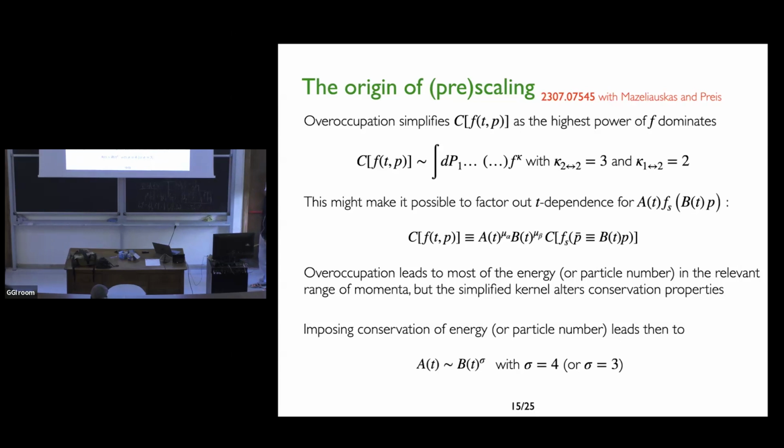And the second part of the story is that this over-occupation leads to most of the energy, or most of the particle number, to lie in some particular range of momenta. But simplification of the kernel, in principle, alters conservation properties. So conservation properties we want to input by hand. And if you impose that the energy is conserved on a non-thermal fixed point, or the particle number is conserved on a non-thermal fixed point, what this implies is that A and B are no longer independent, but actually they are related in a power-law manner, either with a power of 4 for energy or a power of 3 for particle number. So at the bottom of the slide, you no longer have Fs, A, and B. You only have Fs and B or A. B and A are no longer independent.